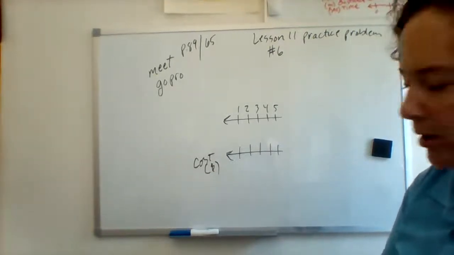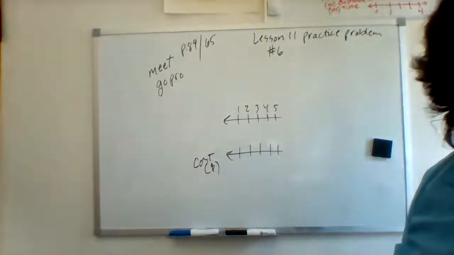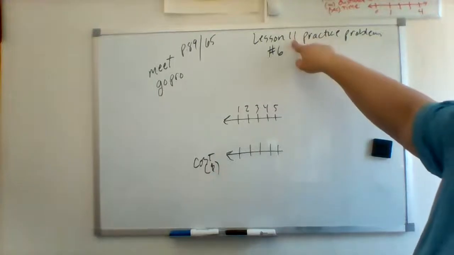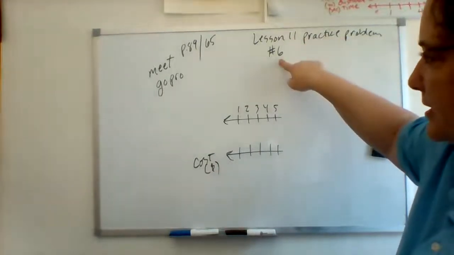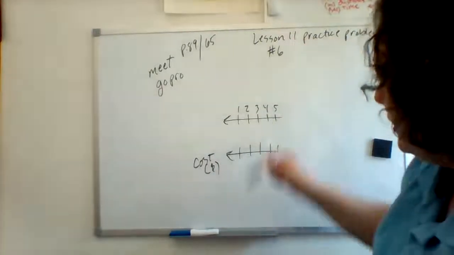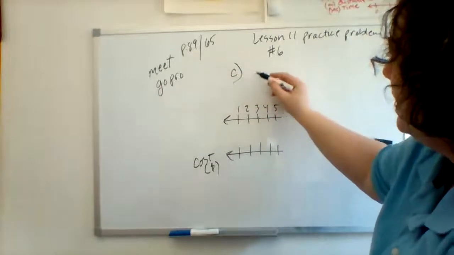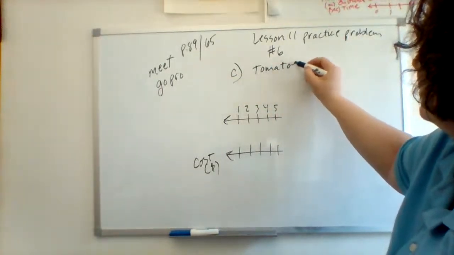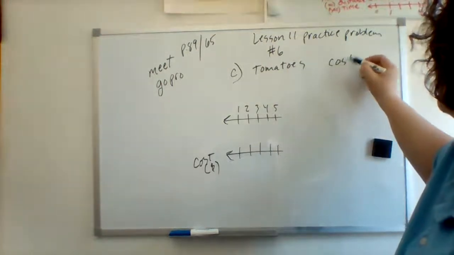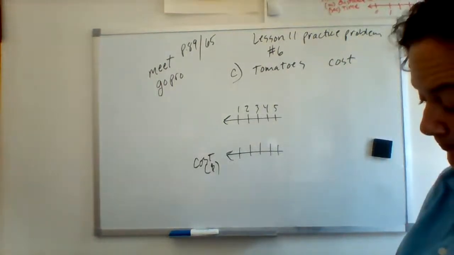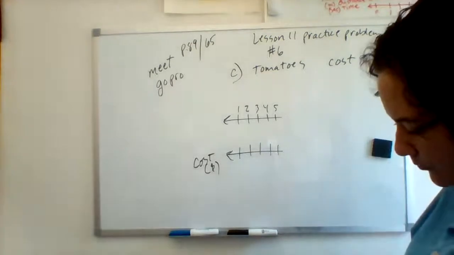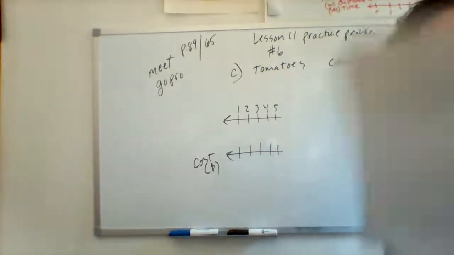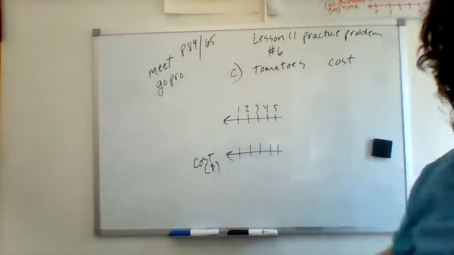Good morning, Brian O. How are you, sir? We're completing our Unit 2 test review, and we're on Lesson 11, practice problem number 6. We actually are on Part C now, and we're looking at tomatoes and their cost. So I have Brian on also. Good job, good job, good job.